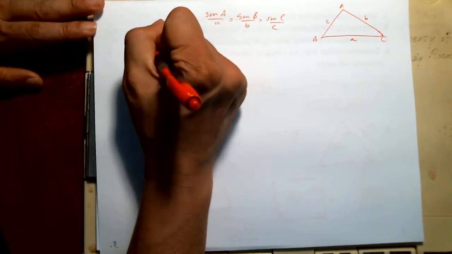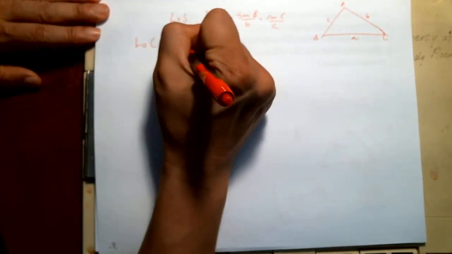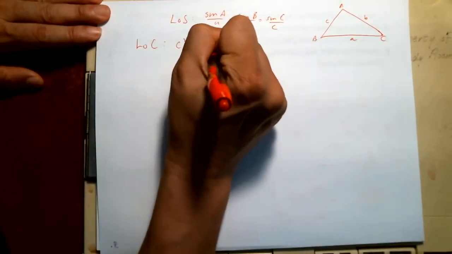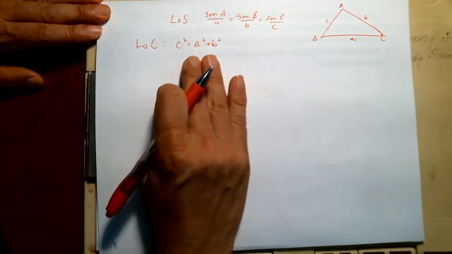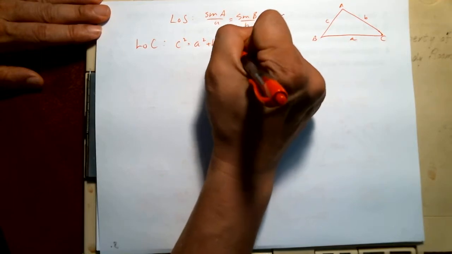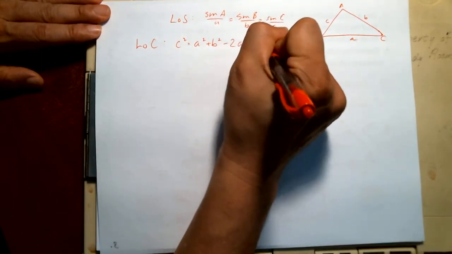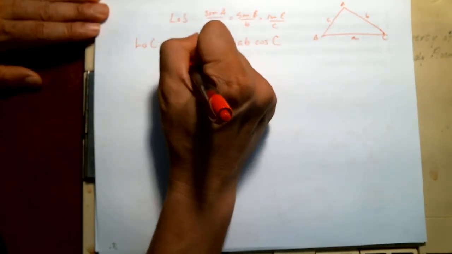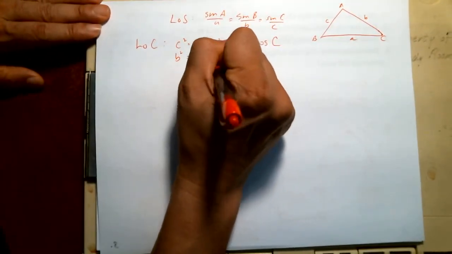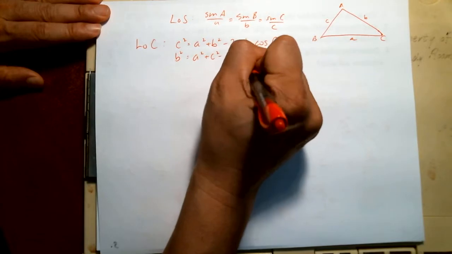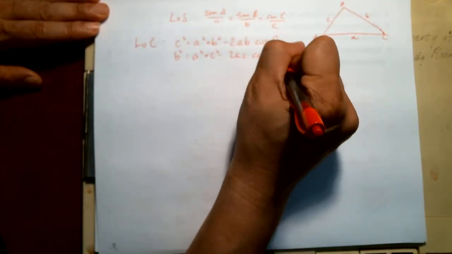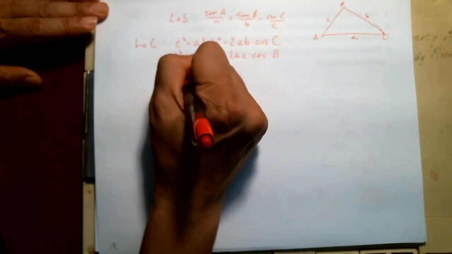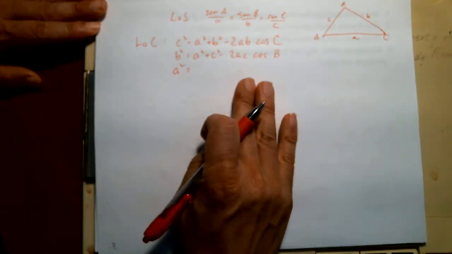The law of cosines says c squared is equal to a squared plus b squared. Notice that it's kind of like the Pythagorean theorem right there. Minus 2ab times cosine of big C. Of course, you can do the same thing for b squared: a squared plus c squared minus 2 times a times c times cosine of big B. And you find out what a squared is. You can do that on your own.